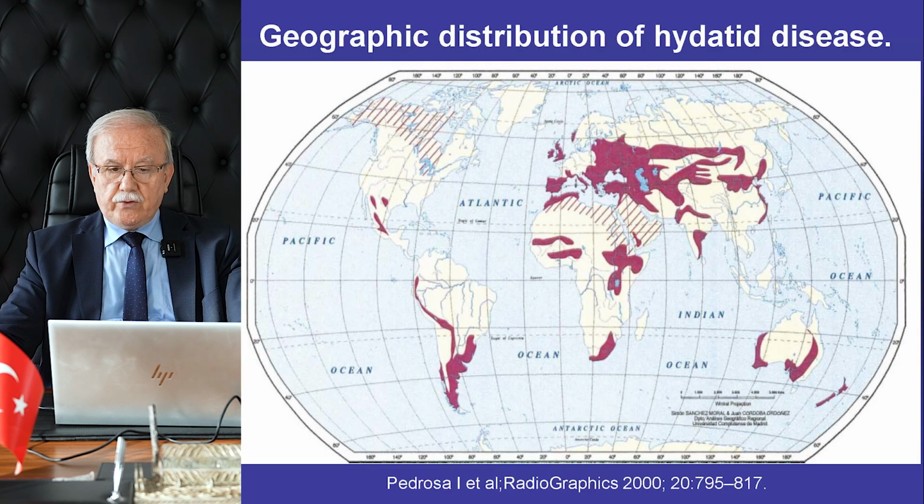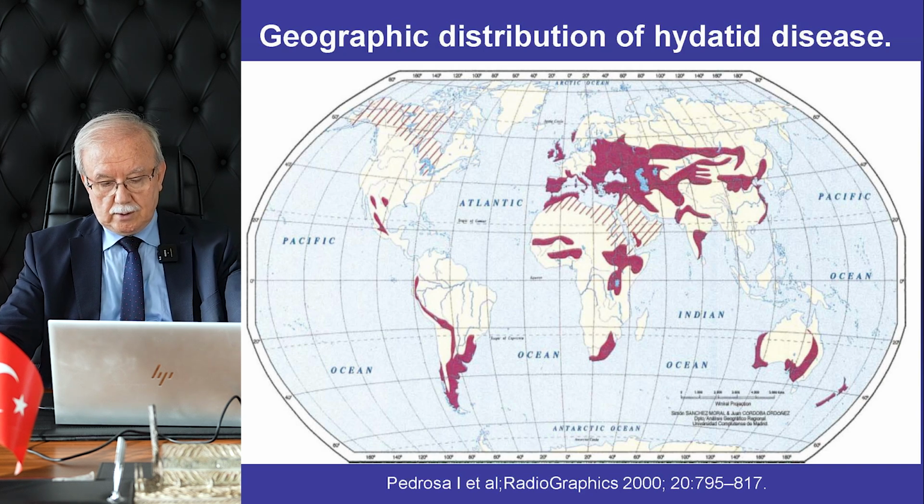When we look at the geographic distribution of hydatid disease, as you see in this map, it is much more common in the Middle East countries, East European countries, South African and East African countries, Australia, and South American countries.